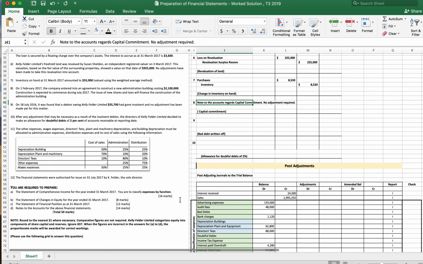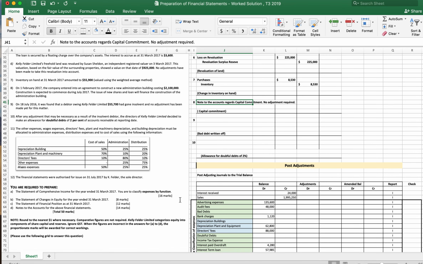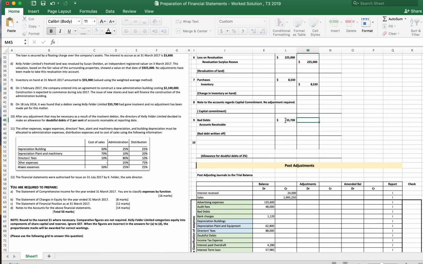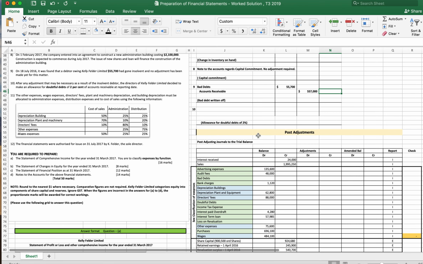Okay, number 9. On the 8th of July, it was found that somebody owed us some money, $55,700. They've become insolvent. We found out in the current year, but we haven't done anything yet. We've got to write that off. It's in the current year, we need to write it off. Bad debts is 55,700. Okay, so again, we're ignoring GST, so it's just purely that. Obviously, if there was GST in that figure, we'd have to split it out. But for the purpose of this exercise, and to get through a lot more, we're not going to slow things down by testing your GST knowledge.